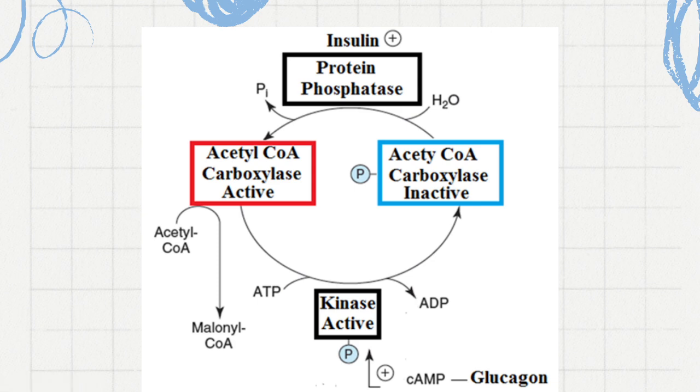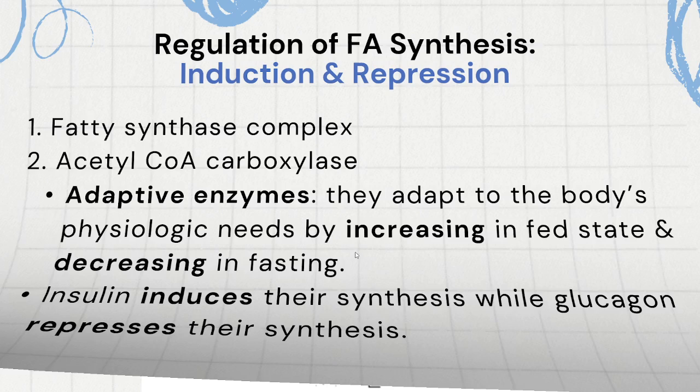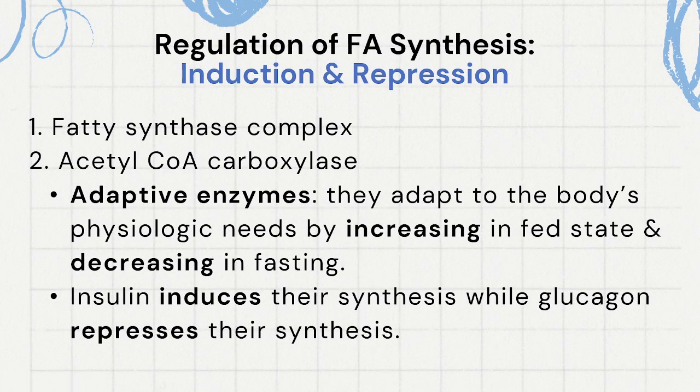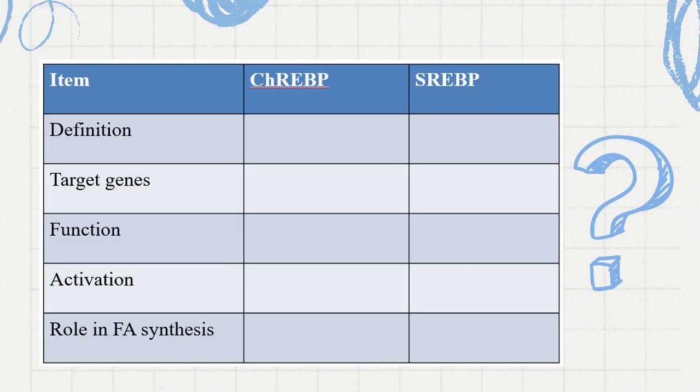On the other hand, glucagon via cyclic AMP will activate a kinase that will phosphorylate and inactivate acetyl-CoA carboxylase, leading to inhibition of fatty acid synthesis. Induction and repression, of course, at the level of the gene for the two enzymes, fatty acid synthase and acetyl-CoA carboxylase systems. They are both adaptive enzymes because they adapt to the body's physiologic needs by increasing in the fed state and decreasing in fasting. Insulin induces their synthesis, while glucagon represses their synthesis.